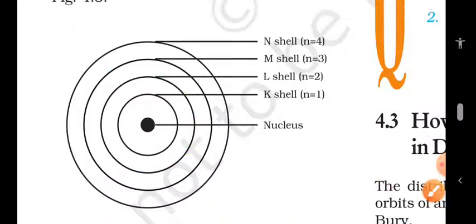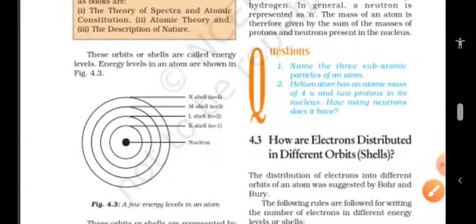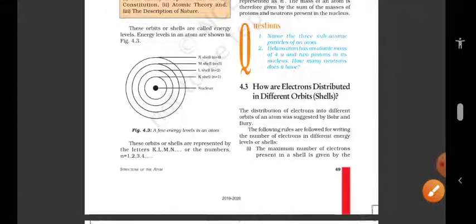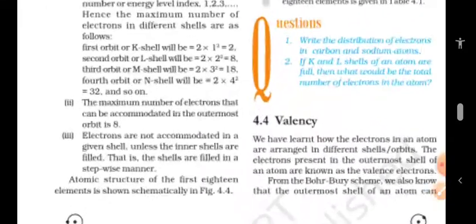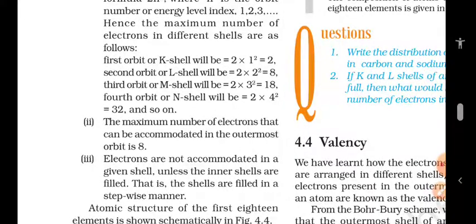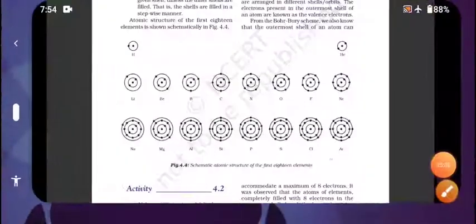So similarly you can calculate the number of electrons for M shell and N shell. Only those many electrons will be there in that shell. This is how the electrons are distributed in different orbits or shells. You see, this is what is written. Now let us go back to the PPT.